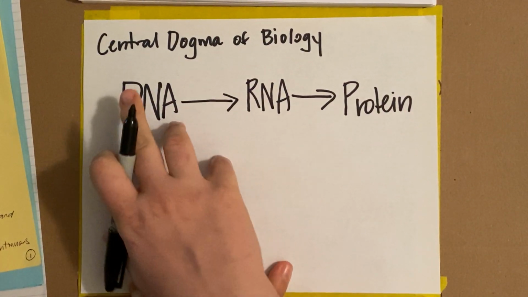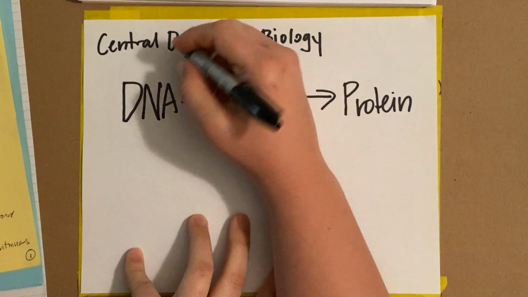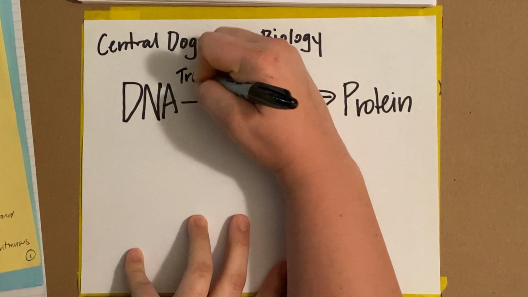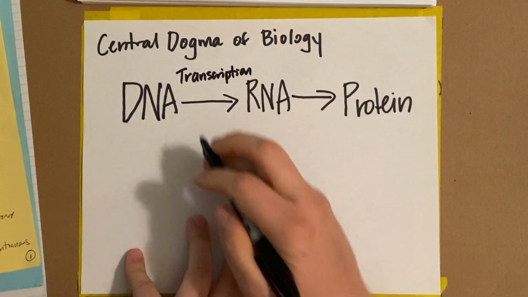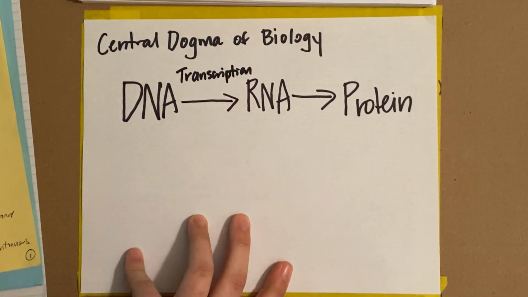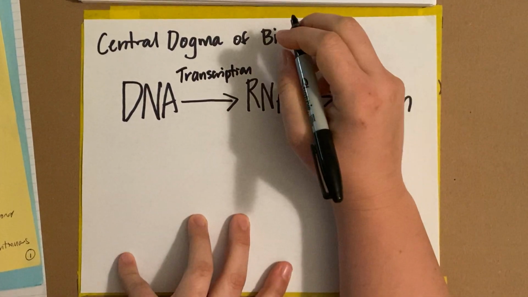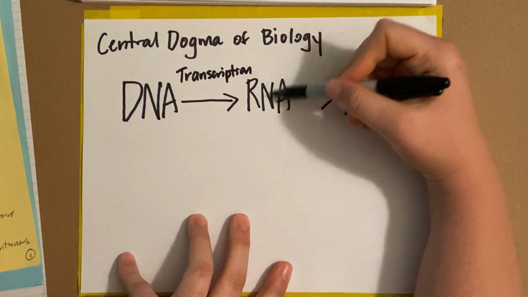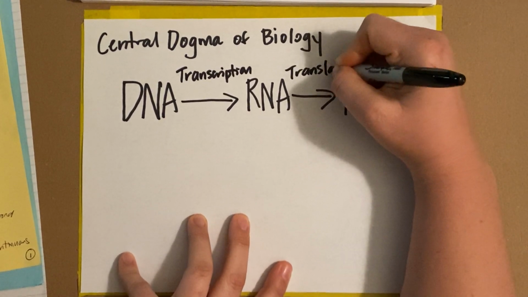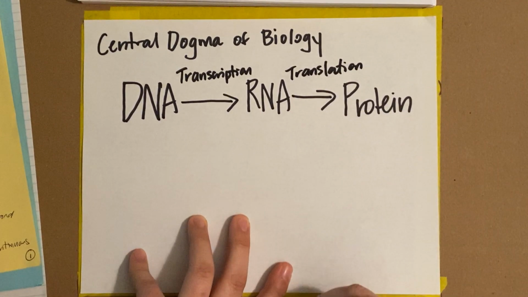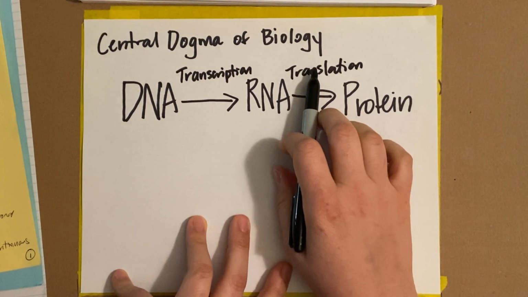So the process of taking DNA and turning it into RNA is called transcription. Okay? And we'll talk about how transcription happens and everything that is necessary for that to take place. To go from RNA to protein, we're going to do something called translation. Okay, and we'll talk about how that takes place.